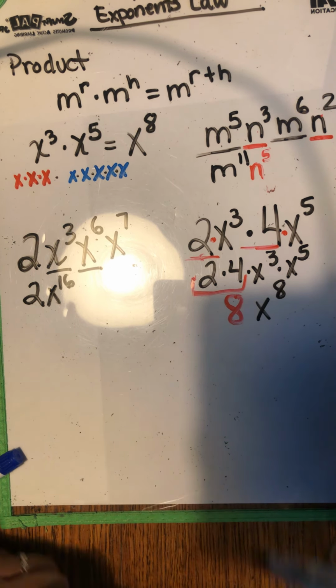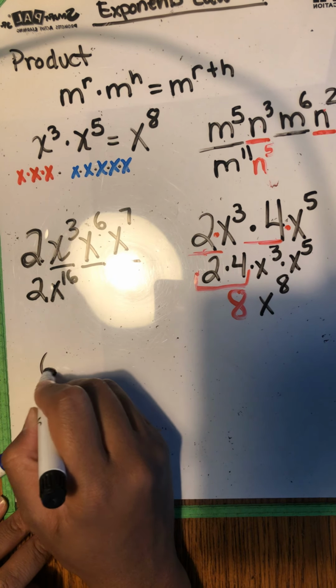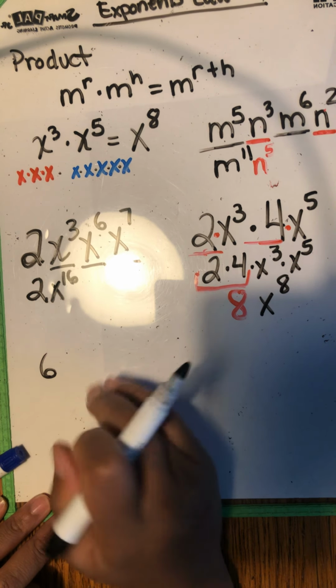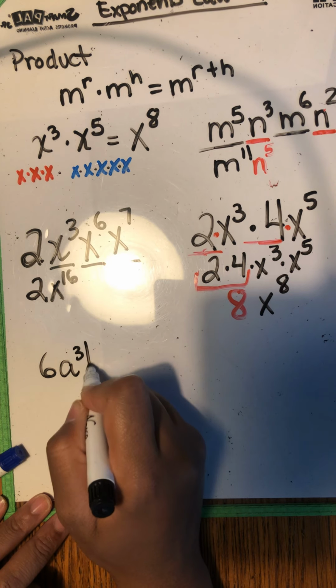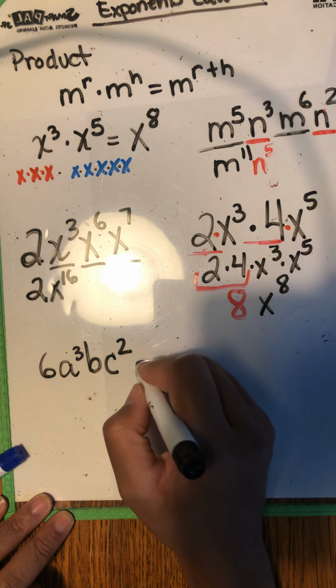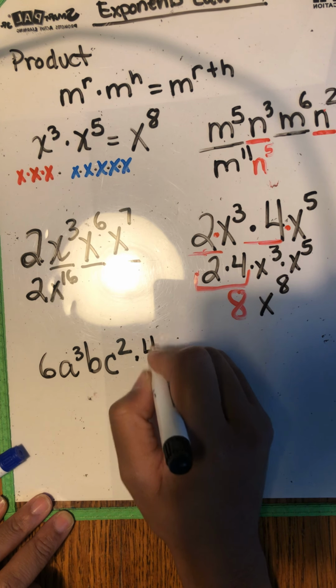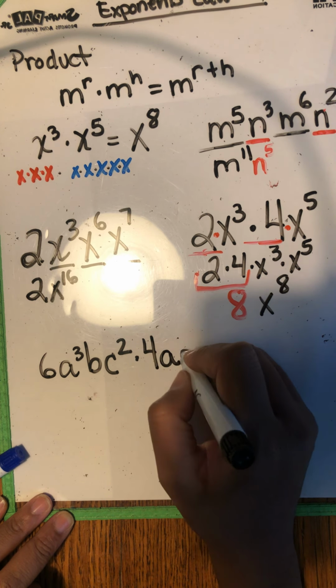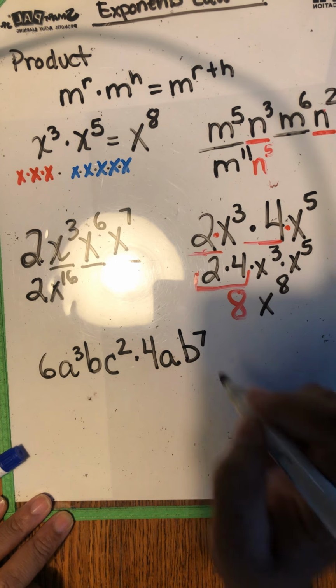All right, let's do another one like that. I have 6. Let's change it up. A to the 3rd, B, ooh, let me do that because I haven't talked about that yet, C, and then I'm going to say 4A, B to the 7.